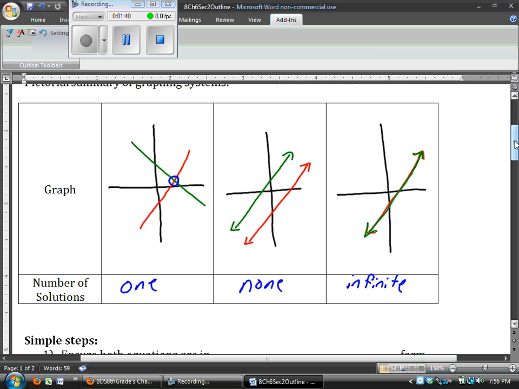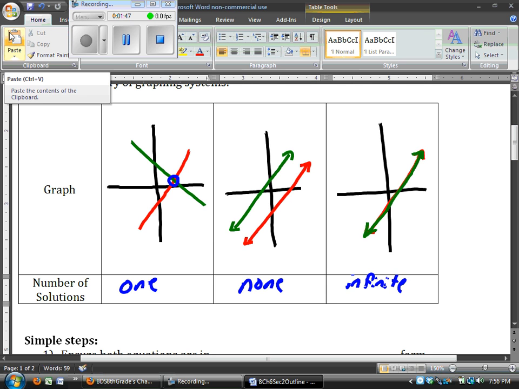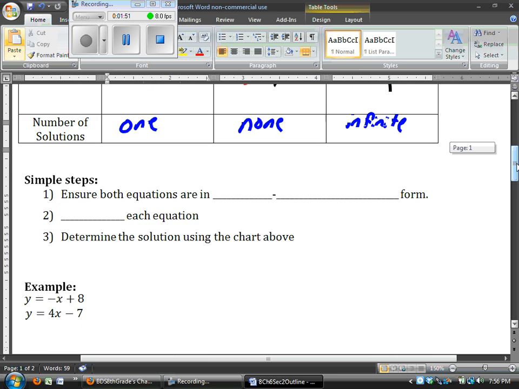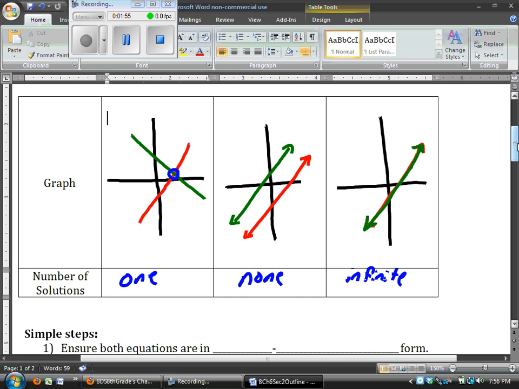Okay? So by using this chart, graph each line, and then you're going to know which type of solution you have. Okay? Now the one downside to graphing to be able to solve systems is that when they intersect, it's not always easy to tell where that intersection point is.